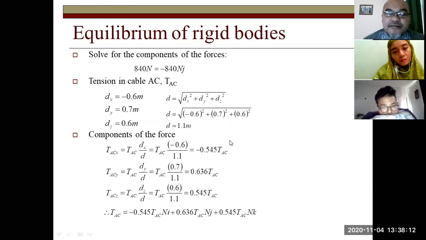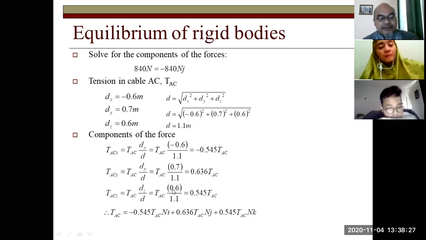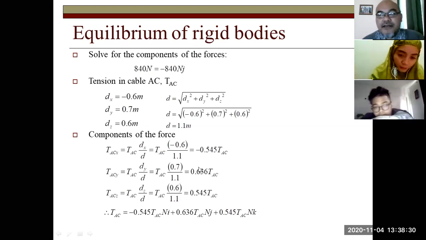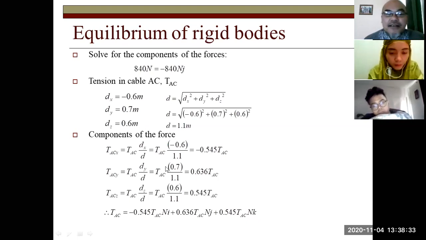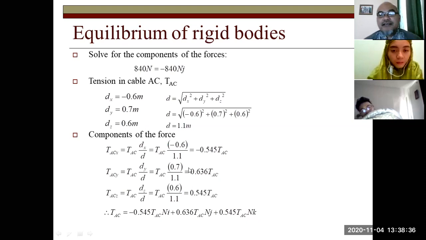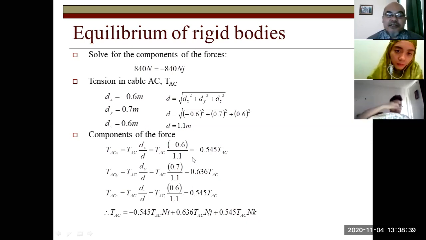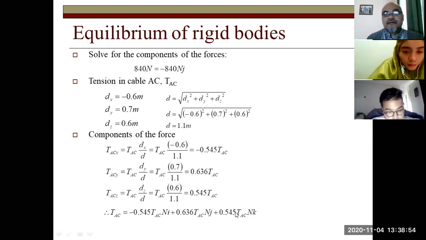From there, you can express the x component of AC. So lambda x is minus 0.6 divided by 1.1. Lambda y is 0.7 divided by 1.1. Lambda z is 0.6 divided by 1.1. Each of these is multiplied by the magnitude of AC. So if we express AC in vector notation, TAC equals negative 0.545 TAC Newton I plus 0.636 TAC Newton J plus 0.545 TAC Newton K.